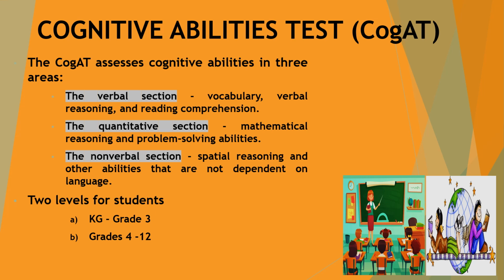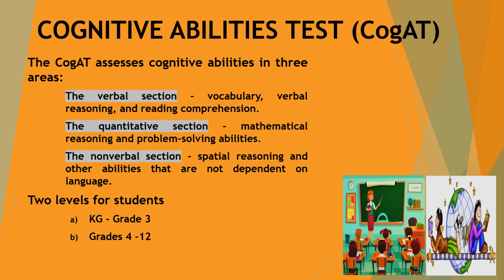The verbal section measures abilities such as vocabulary, verbal reasoning, and reading comprehension. The quantitative section measures mathematical reasoning and problem-solving abilities. The non-verbal section measures spatial reasoning and other abilities that are not dependent on language. There are 2 levels for students in kindergarten through grade 3 and 8 levels covering grades 4 through 12. For each level, there is a different set of items.